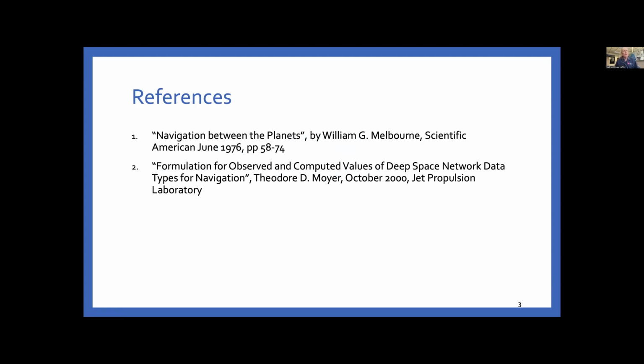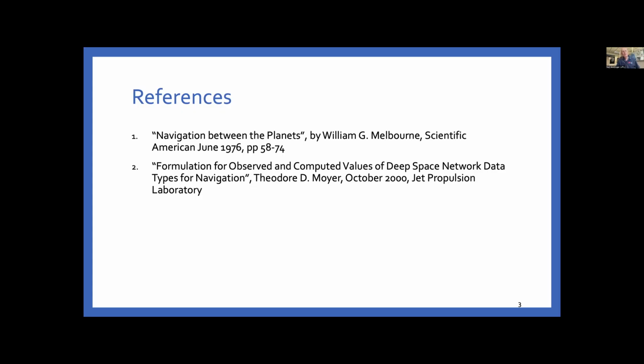There's two references here. Navigation Between the Planets by William Melbourne, Navigation 101. It was in Scientific American in June of '76. It applies today as much as it did back then. I had a minor role in that article. I was a member of the Viking navigation team, the cruise navigation team. Viking had orbiters and landers, two of them. So we needed a navigation team for the orbiters during the cruise and the landers for that part.